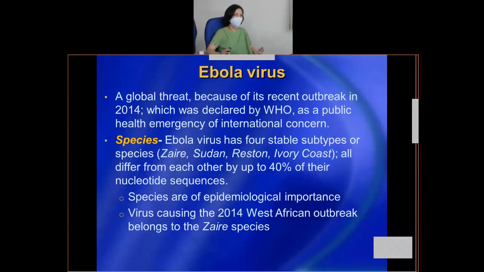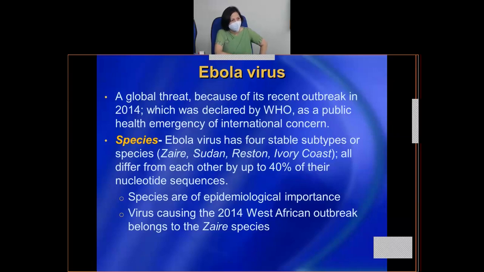Like we had herpes simplex virus 1 and herpes simplex virus 2, they belong to the same virus, but there was some nucleotide difference. Same thing, all these Ebola strains, whether Zaire, Sudan, or Western Ivory, are Ebola viruses, but they differ from each other up to 40% in the nucleotide sequence. These species are of epidemiological importance. Treatment-wise, as far as mortality or morbidity is concerned, there is no difference.